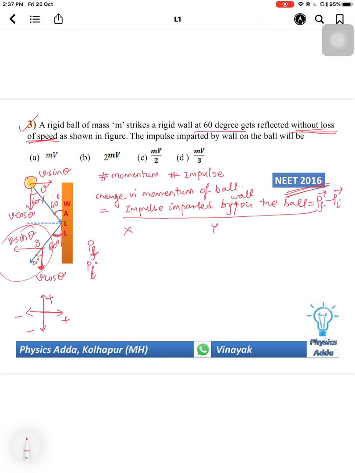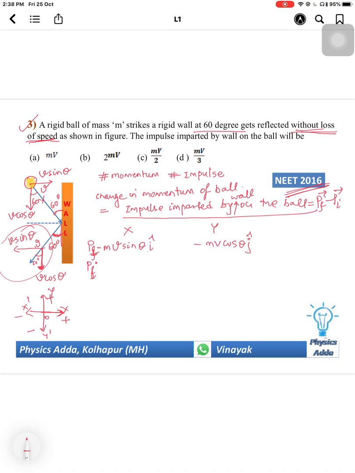All the vectors along OX will be positive, along OY will be negative, along OY dash will be negative, and along OX dash will be negative, or X prime will be negative. Okay? So P final will be, the X component will be mv sin theta i cap. And this will be minus mv cos theta j cap.